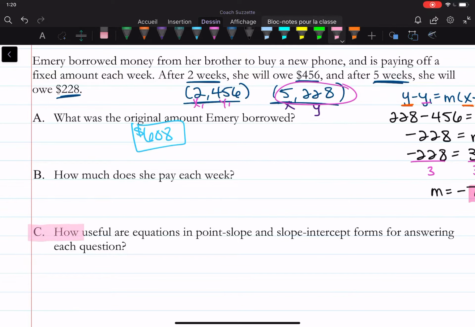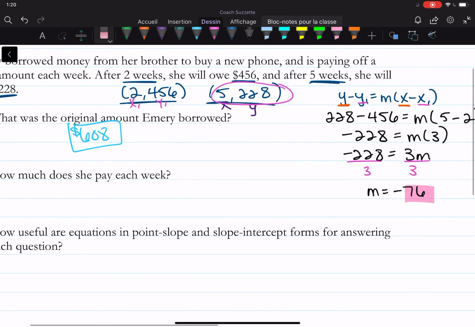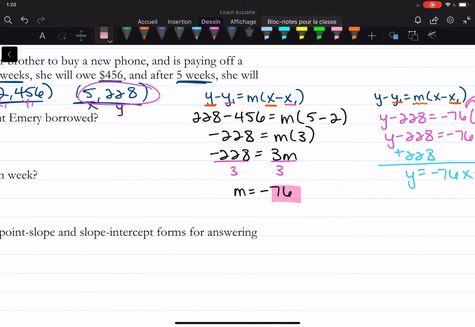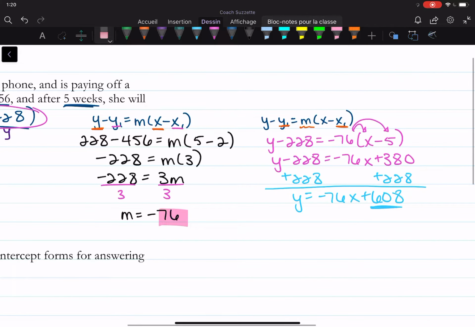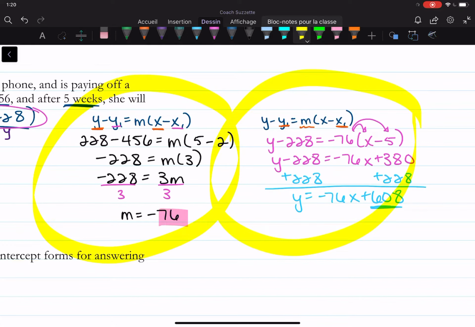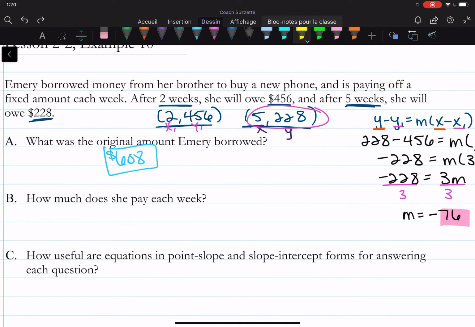Part C, how useful are equations in point slope and slope-intercept forms for answering each question? Well, let's have a look back at our work. To answer parts A and B, we did this work here and this work here. Notice they both start off using point slope form, but we didn't have to use that.